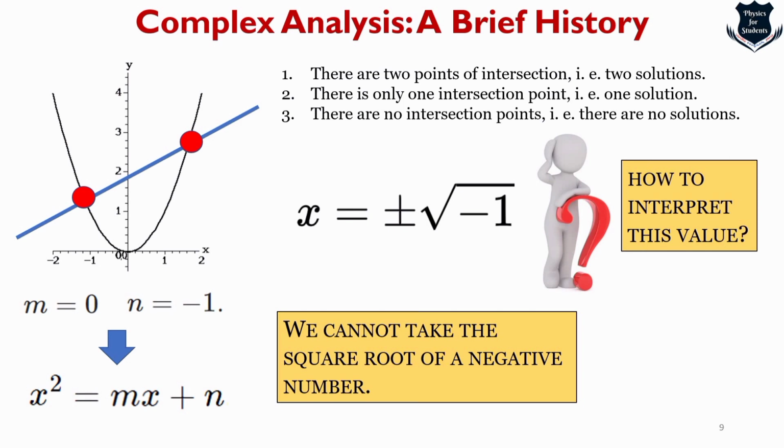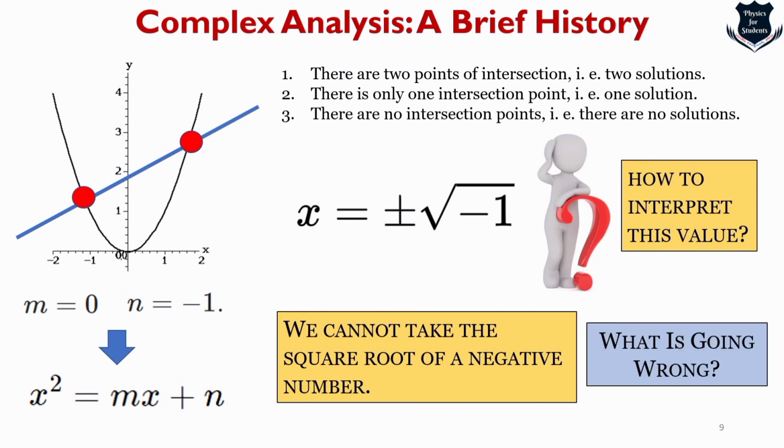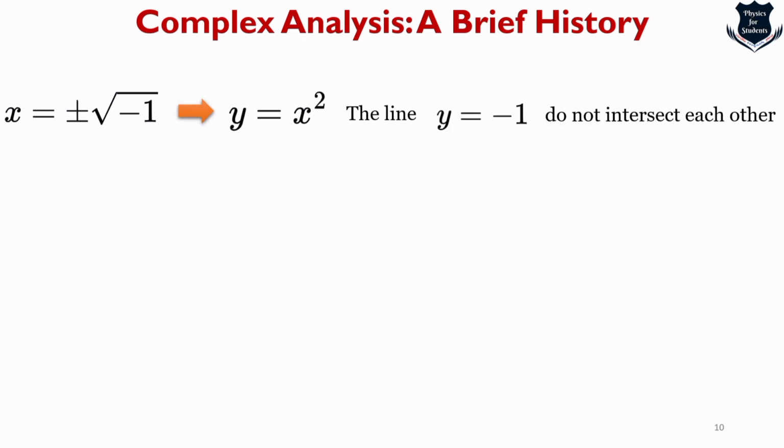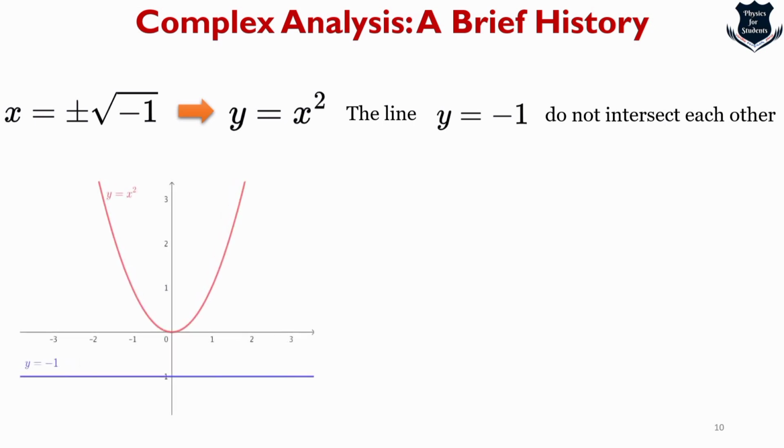Now, we know from elementary school that we cannot take the square root of a negative number, right? Then how do we interpret this value? What is going wrong? So you see, x equals plus or minus the square root of minus 1. If we take it to the parabola y equals x squared and the line y equals minus 1, as you see, they do not intersect each other. Here is the figure which shows that the line y equals minus 1 is not intersecting, and it just lies in the negative y region.